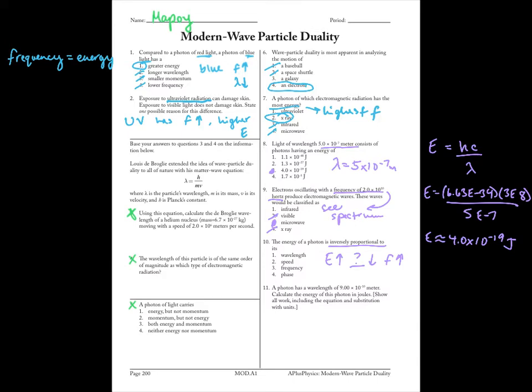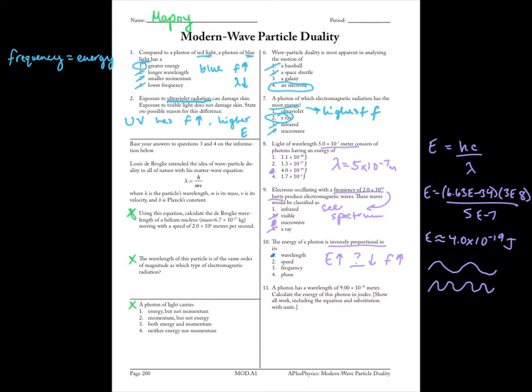So if frequency goes up, think of low frequency versus higher frequency. What do we also notice about these two waves? Low frequency has longer wavelength. High frequency has short wavelength. So it's inversely proportional to wavelength.